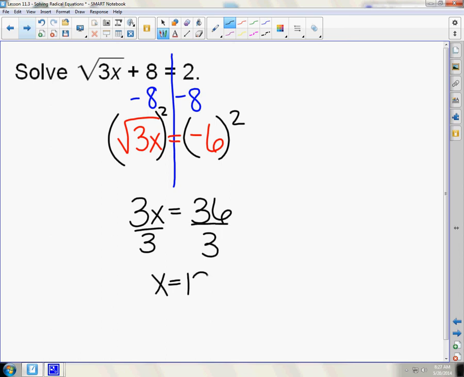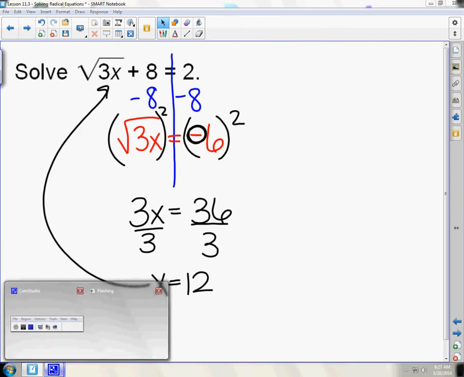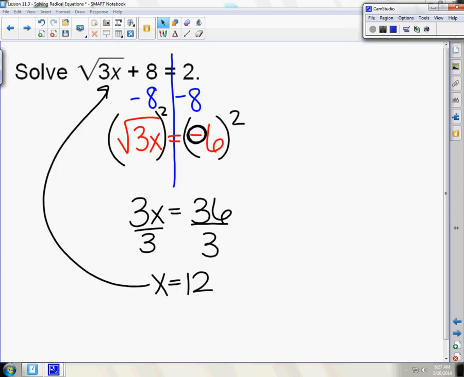So x equals 12. I'm going to check that answer. 3 times 12 is 36. The square root of 36 is 6 plus 8. That does not work. 6 plus 8 does not equal 2. So what happened? Well, here's the thing. It's a negative 6. Okay? So when I square both sides, I get rid of that negative sign. So this you would just say no solution. And that's it for your notes.